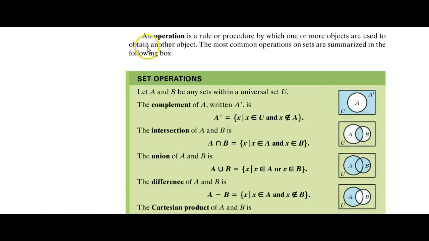We're now going to take a look at operation. An operation is a rule or procedure by which one or more objects are used to obtain another object. The most common operations on sets are summarized in the following box. So let's take a look at it.